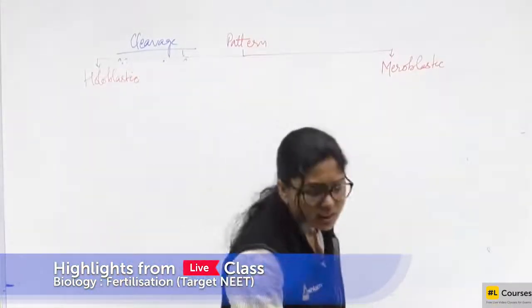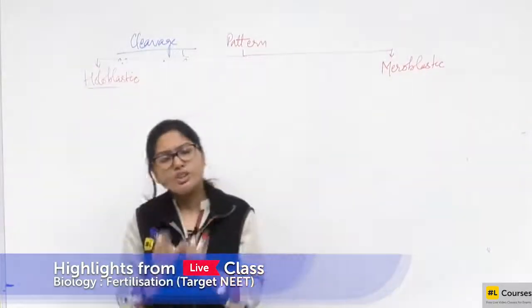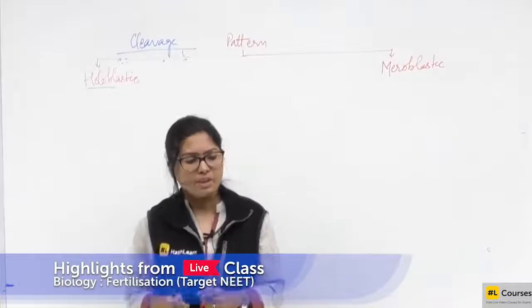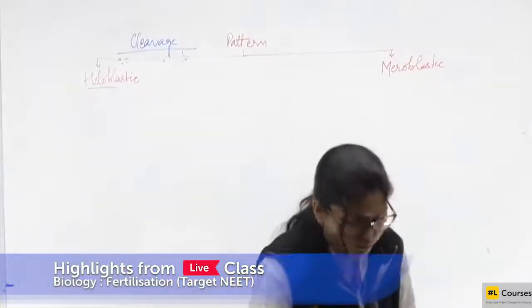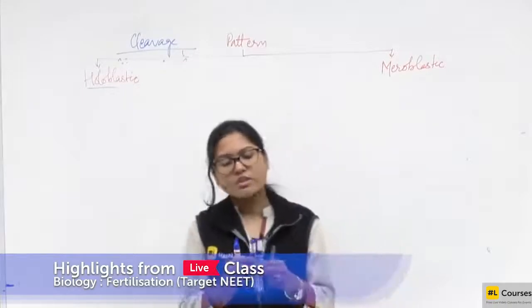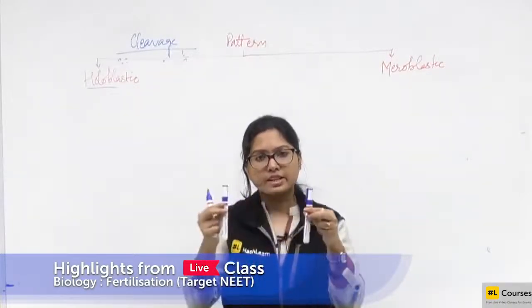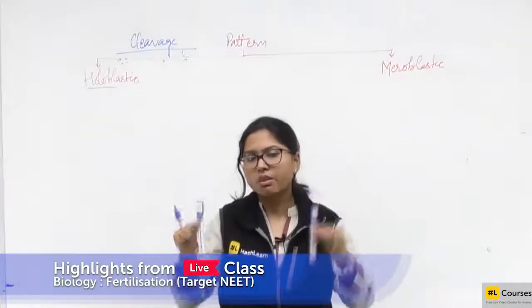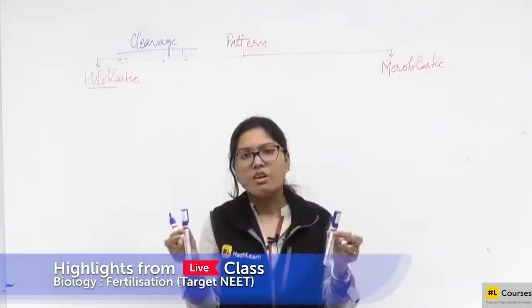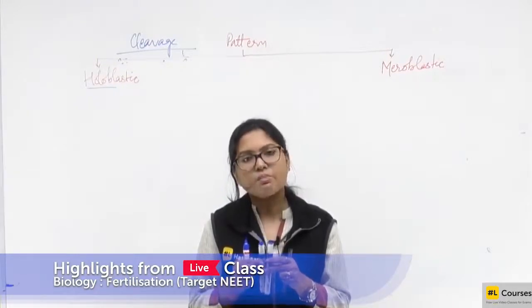So holoblastic is the type of, as you can see the name holo means complete. So this kind of cell division is complete. If I say these are the two cells, I'll take two blue markers. If this was the cell and it is dividing, and it is complete, complete two cells are formed, that is holoblastic. But in case of meroblastic, the cell division is incomplete.